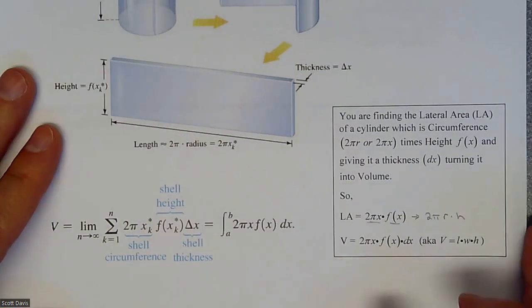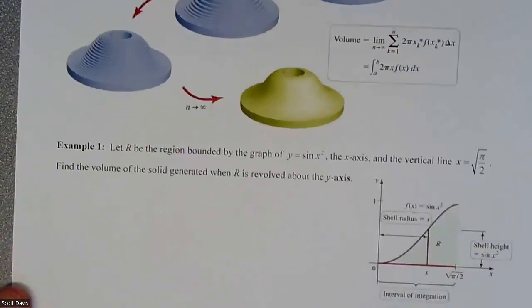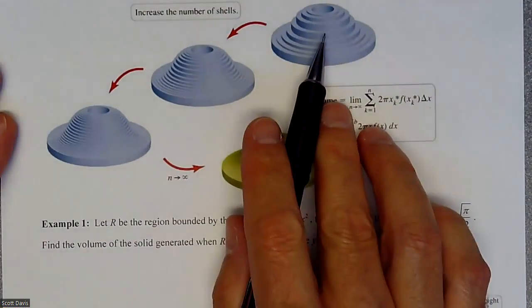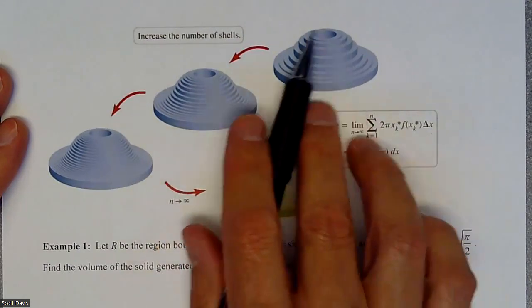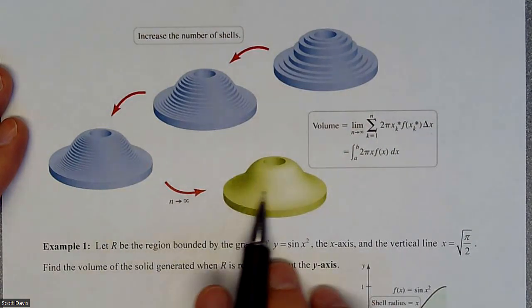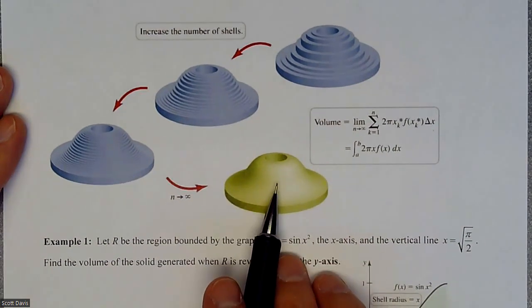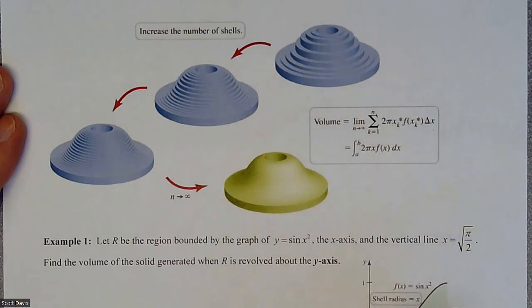That's the idea of what you're going to see on the majority of these. Again, the main idea is we take these cylinders and we make more and more of them, creating a more and more accurate volume. That's what we've got going on. So it turns into an integral.